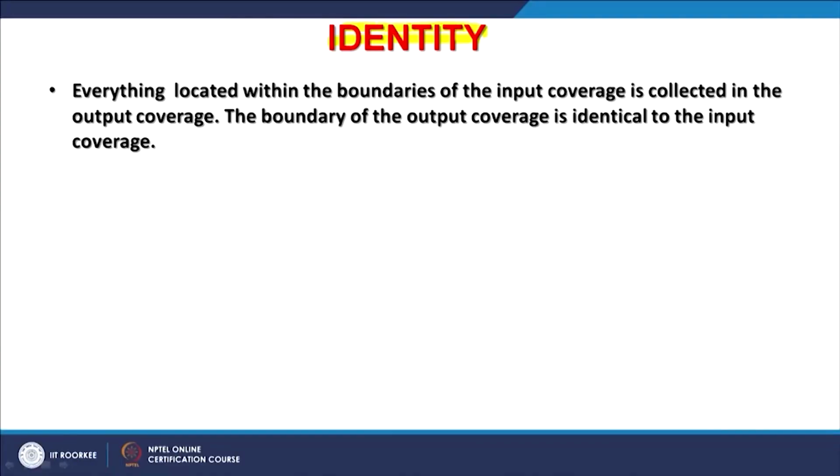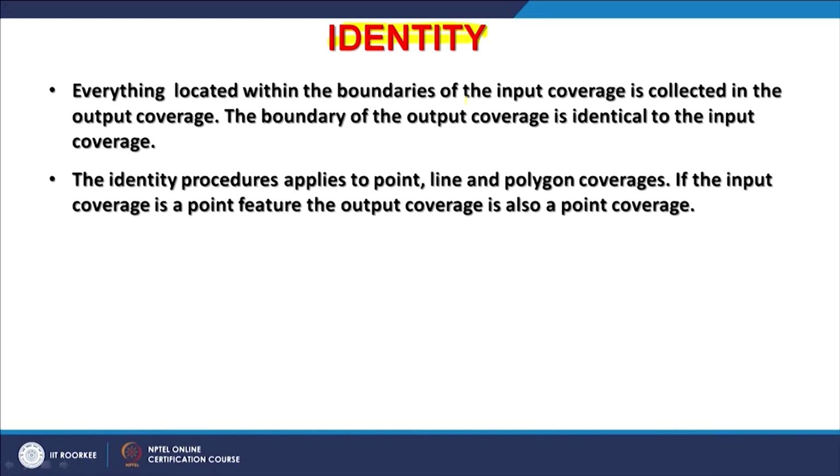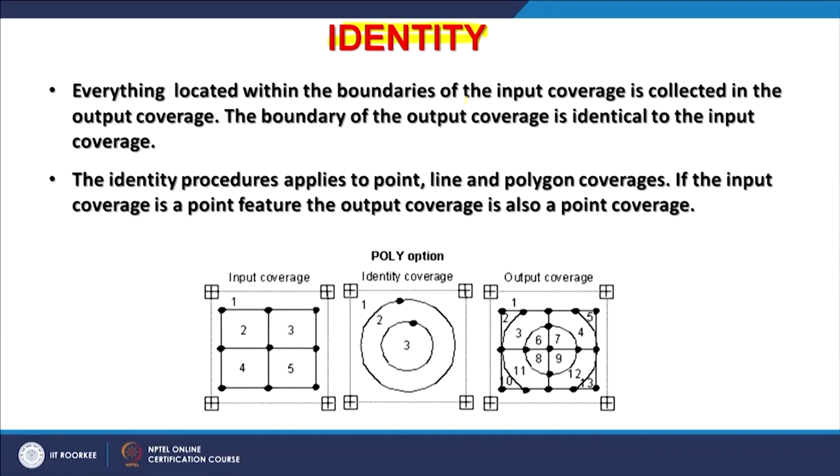Similarly, there is an identity selection also. With that, everything located within the boundaries of the input coverage is collected in the output coverage, and the boundary of the output coverage is identical to the input coverage. For example, I am having this polygon scenario, the identity coverage again those two circles. I am having the input coverage like this, and when I do this it also creates an output coverage like this.